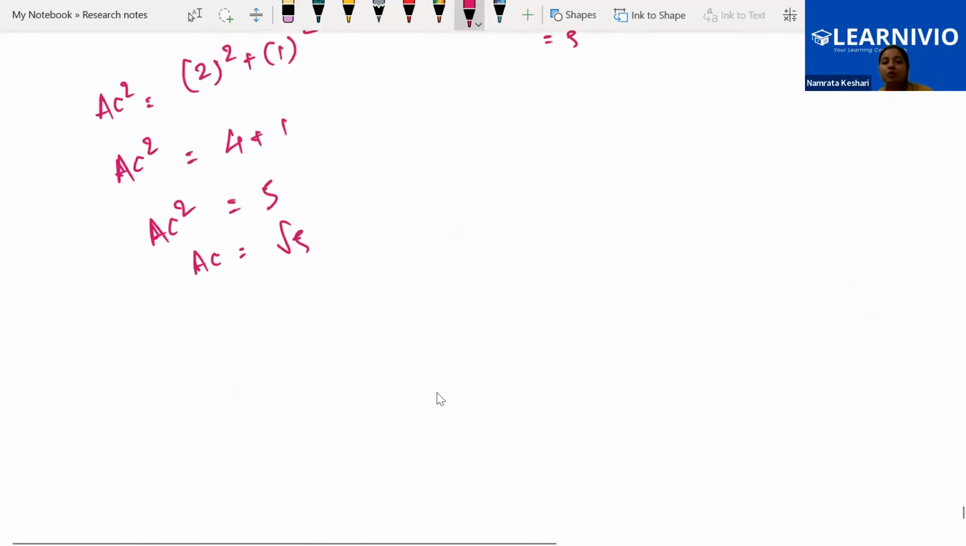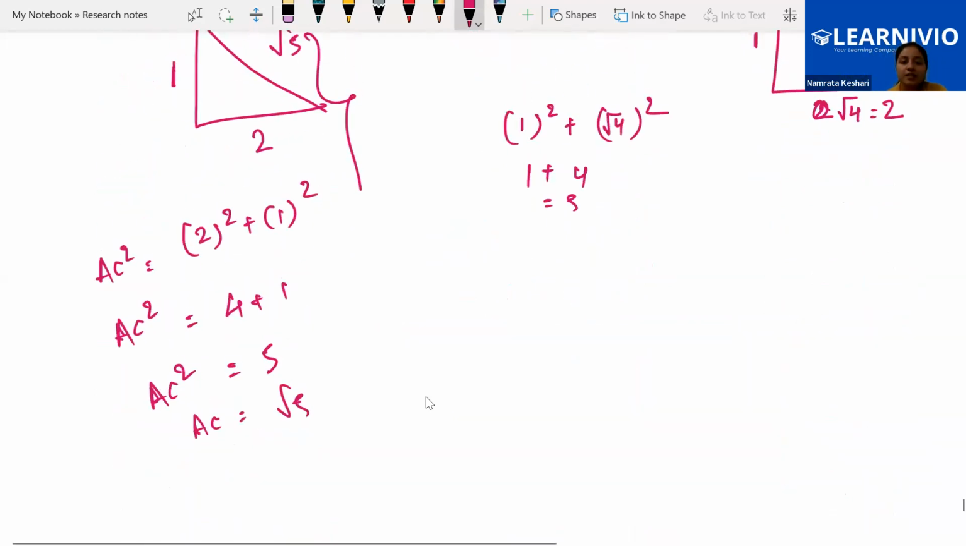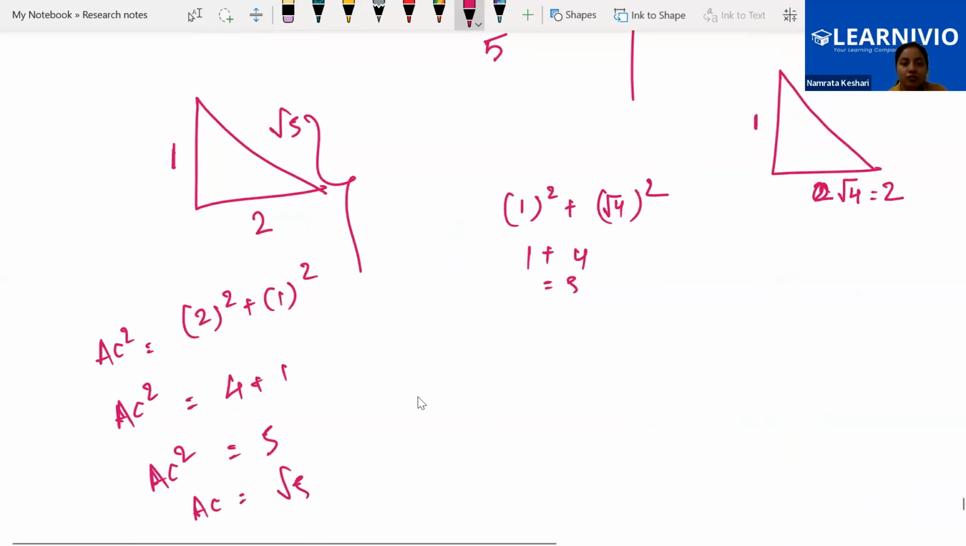So if we have to locate root 5, ma'am, what can we do? Number line, 0. We need one of the sides to be 2 and another side to be 1. Just see the picture carefully.